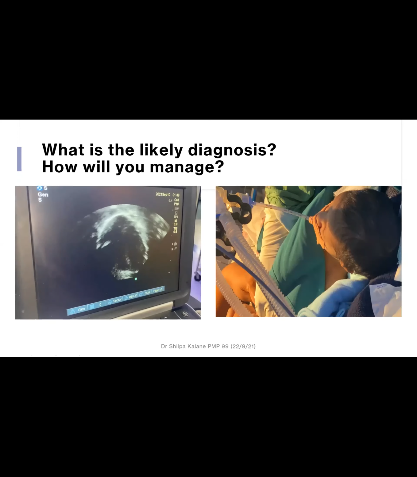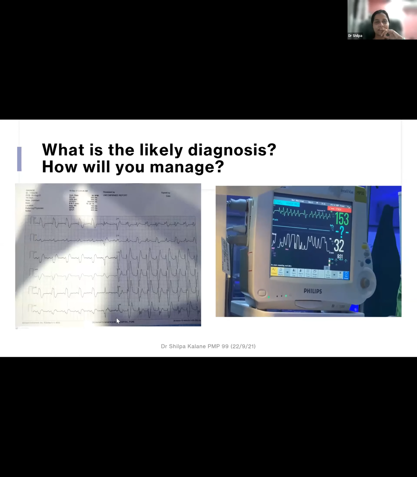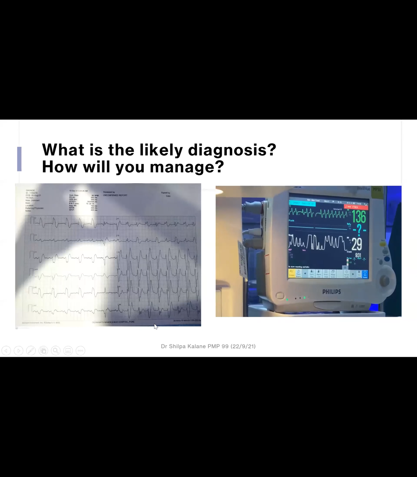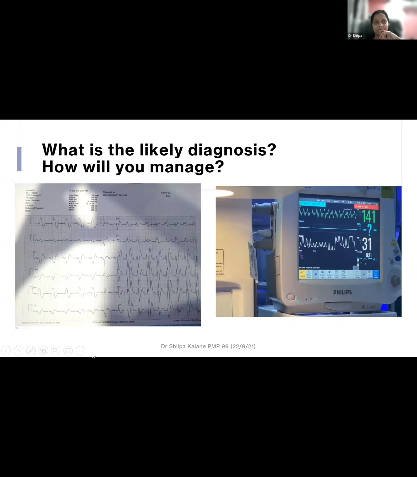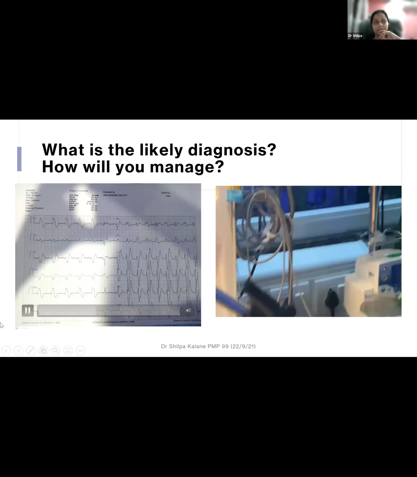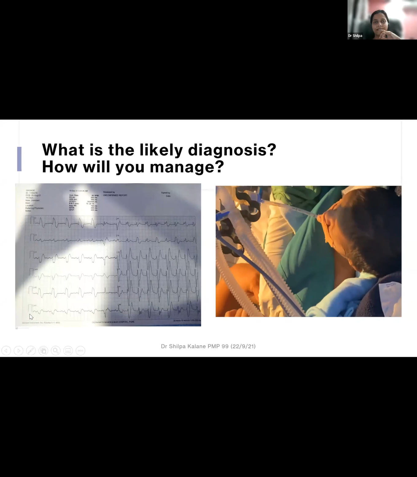Two of them are now saying CAH. Right. So this was the ECG. Now what is it showing? Now when you talk about CAH, what is the probable diagnosis now? So how is the QRS complex? Narrow or wide?